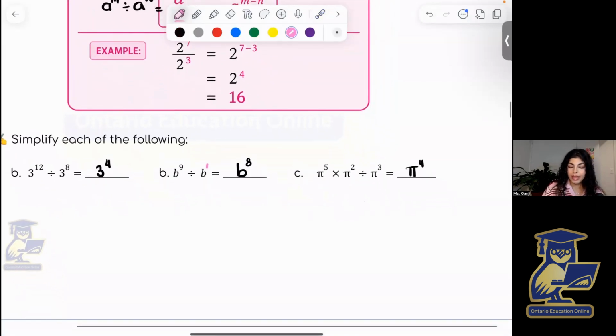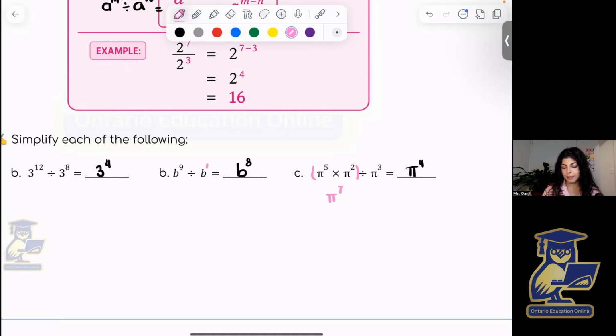And this one actually had 2 steps. This is times and then divide. And remember, when you have multiplication and division, when we are following the order of operations, BEDMAS or BEMDAS, whichever one you are familiar with, the M and D are actually interchangeable. So it doesn't matter which order you do them in, but generally you do them in the order of left to right. So here, I would simplify this first, which would give me pi to the power of 7, because 5 plus 2. And then this is divided by pi to the power of 3, which gives me pi to the power of 4.